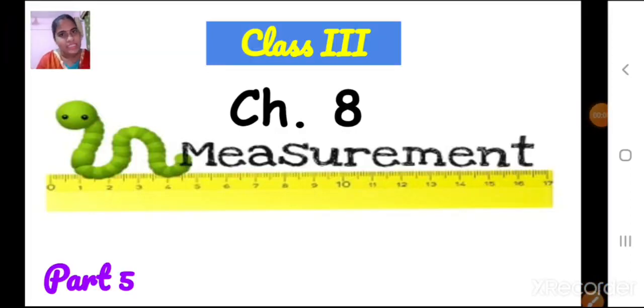Children, we have already started with our chapter number 8, measurement, right? And we have started length, and in our last class we have done measuring length in kilometers. Children, I have explained you the formula, correct? 1 kilometer is equal to 1000 meter. If you need to convert from kilometer to meter, you have to multiply by 1000, and if you want to convert from meter to kilometer, you have to divide by 1000. Okay?